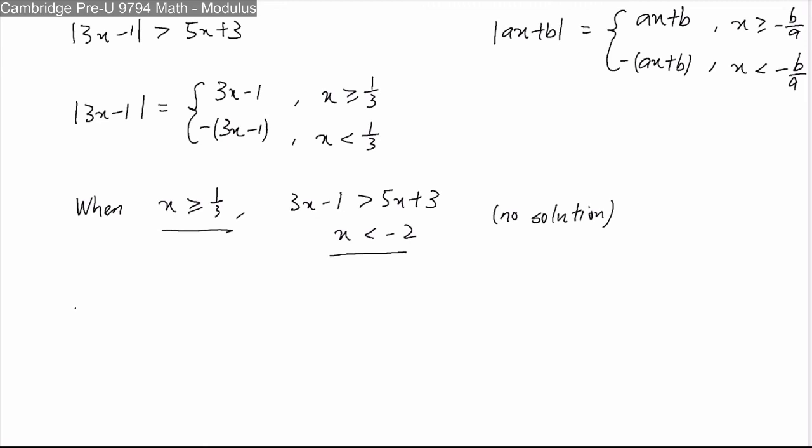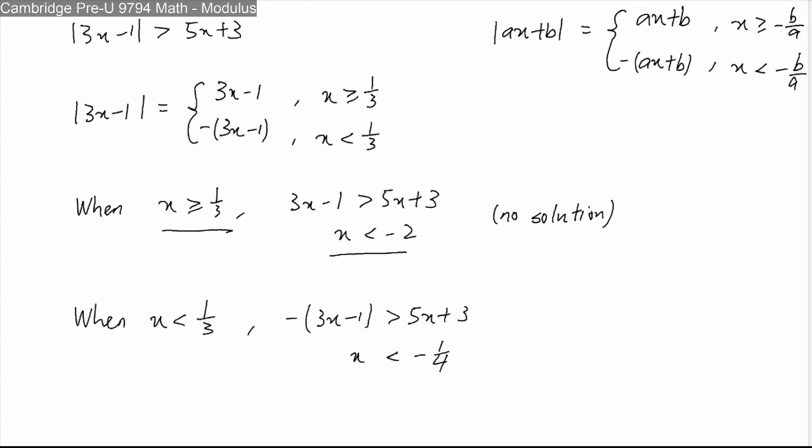So we have to look at another range where x is less than 1 over 3. When x is less than 1 over 3, the modulus of 3x minus 1 will take the value of negative of 3x minus 1, which is greater than 5x plus 3. When we solve this, x is less than negative 1 over 4.